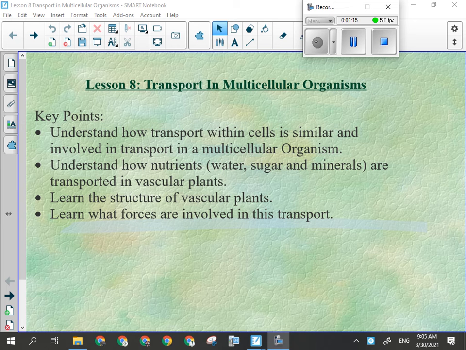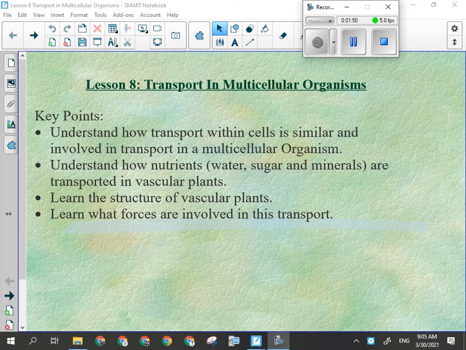All right, so we're going to look at how nutrients, water, sugar, and minerals are transported in vascular plants. Vascular plants are plants that have tubes to transport water and sugar. Examples are basically any plant that you can think of except a moss or a liverwort or a hornwort, something really small that grows right on the ground and doesn't have any tubes, doesn't really have leaves. Those would be non-vascular plants. Most of the plants you'd be familiar with, including even grass, are vascular plants. They all have tubes.